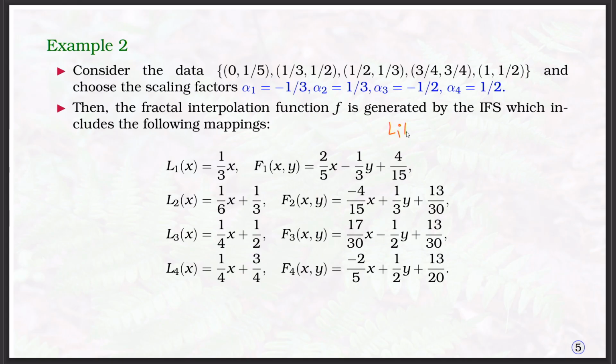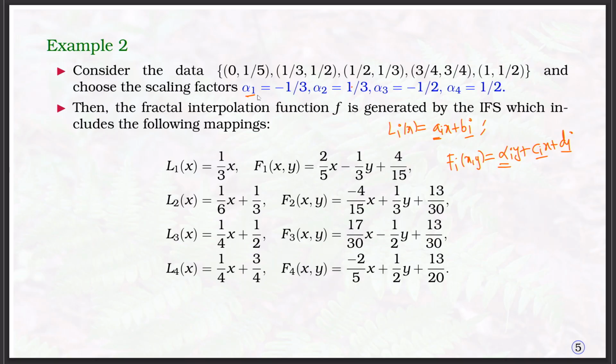Here L_i of x we can take as a_i x plus b_i, and F_i of x comma y one can take as alpha_i y plus c_i x plus d_i. Here the constants a, b, c, d are obtained by using the formula which I showed previously, with the alpha i values fixed here. Alpha 1 is minus 1 by 3, alpha 2 is plus 1 by 3, alpha 3 is minus 1 by 2, alpha 4 is 1 by 2.